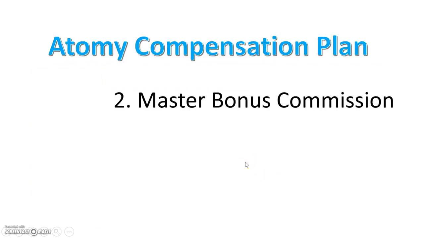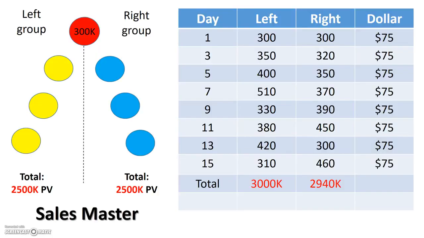Just now what we explained is the general commissions. Now I need to explain to you master bonus commissions. Master bonus commissions is calculated in 15 days. With the scenario just now, imagine every day or every alternate day you get a flush, you get a commission from the company. First day you got a flush, $75 commission. Third day, same thing, you got another commission. Fifth day, and so on until the 15th day, you got another commission. All total about 7-8 commissions, and your total PVs is 3,000k, and now here is 2940k.